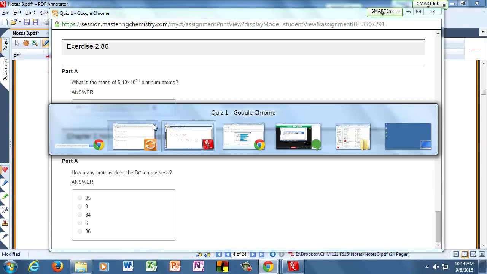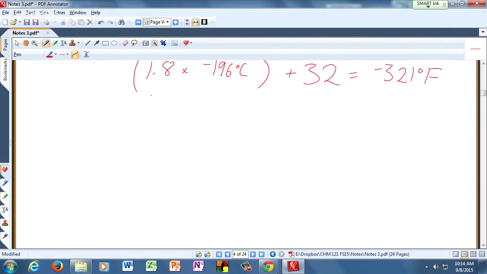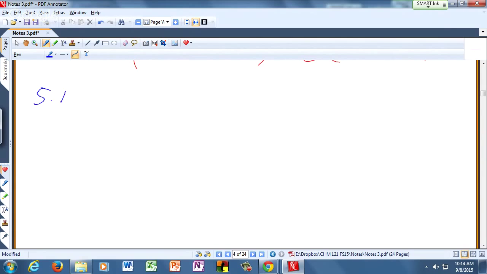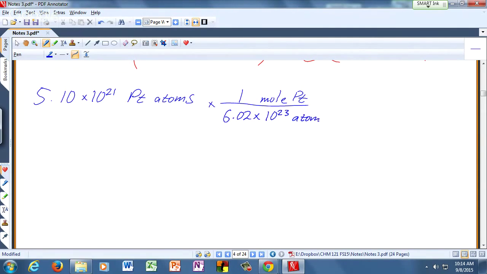That's 5.10 times 10 to the 21 platinum atoms. How many moles is that? So how do we figure out how many moles that is? By 6.02 times 10 to the 23. Yeah, so we're going to say there's this many platinum atoms, and in 1 mole, we have 6.02 times 10 to the 23rd atoms. So we divide those two numbers.